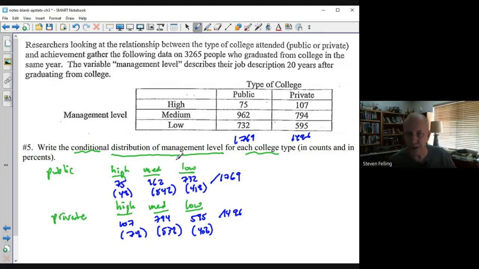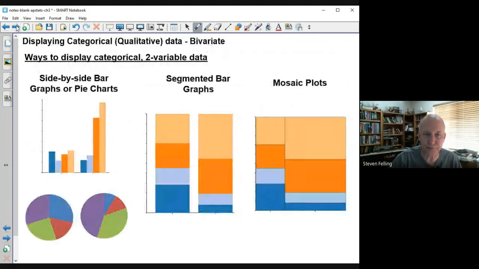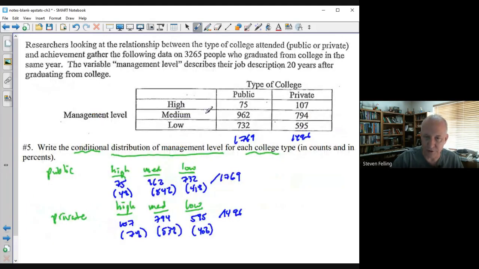All right. So then the next thing we want to talk about is other ways to display. So we've got the computation, right? And we can figure things out in terms of percentages and find these distributions. How do we display visually the information that's in a contingency table? Like, in other words, how could we show how the counts for public are changing from high, medium, low, and private are changing from high, medium, low visually?